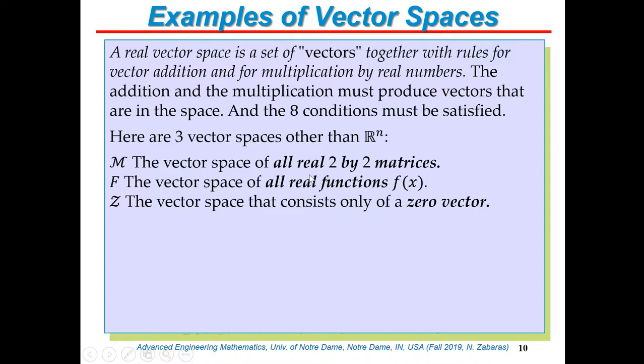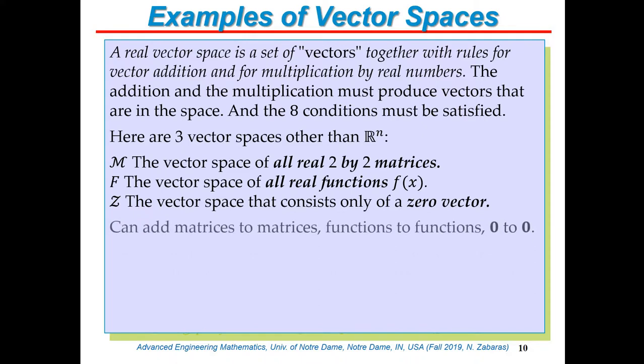You can have the vector space of real functions f of x, and we denote this as F. And I think I referred before to the simplest possible vector space that only contains a zero vector, and we denote this with a calligraphic letter Z.